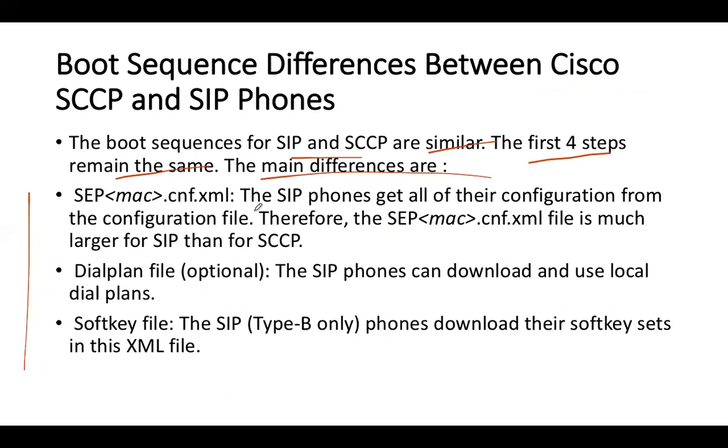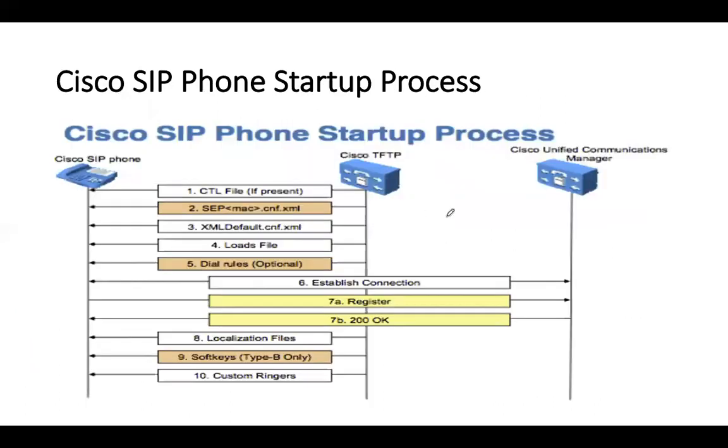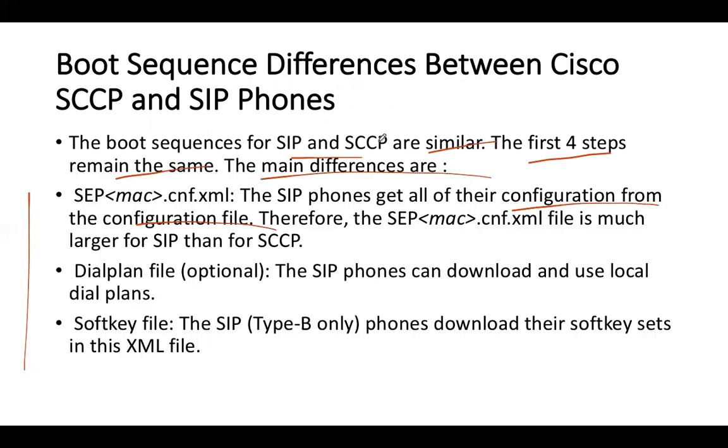The MAC address, right? The SIP phone gets all its configuration from the configuration file. So the SIP phone has to download this configuration file from the TFTP server. Therefore, this MAC config file is much larger for SIP than SCCP. While downloading this config XML file, it takes some time, but not noticeably in production. But still, compared to SCCP, it is larger.